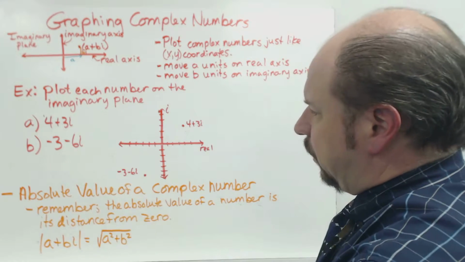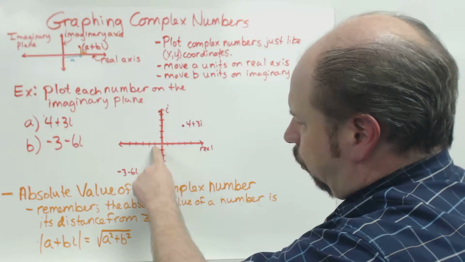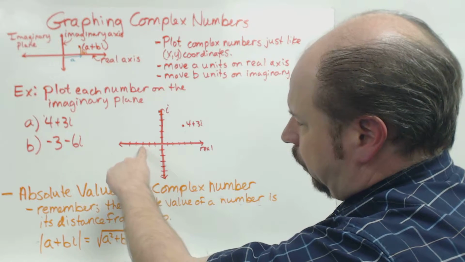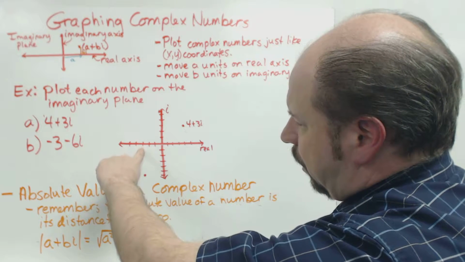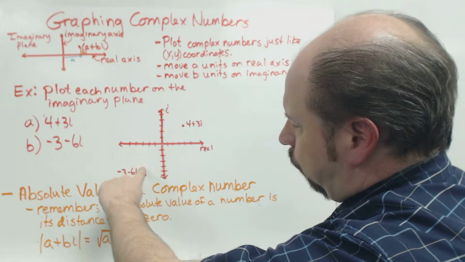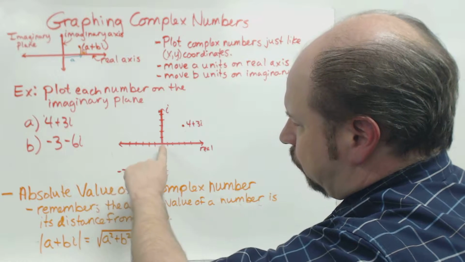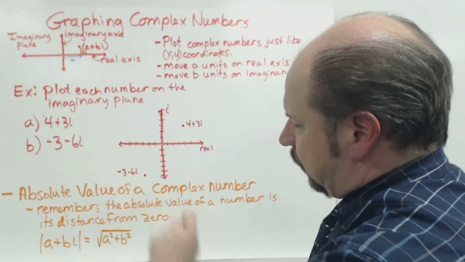Okay, negative 6 minus 3i. So if we start out here, we're going to go 1, 2, 3, negative 3. And then minus 6i, so down 1, 2, 3, 4, 5, and 6. So negative 3 minus 6i.